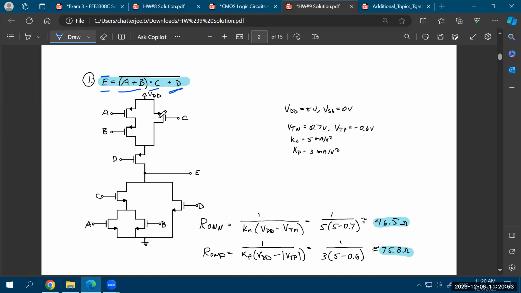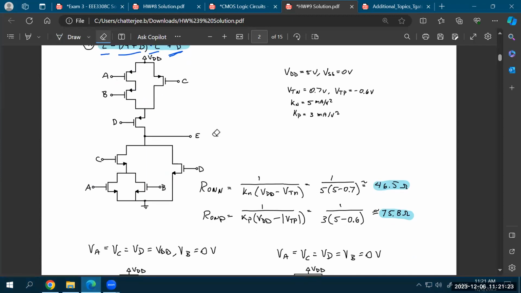The pull-up network will just be a dual of the pull-down network. In that case, A or B, which were in parallel, will now go in series. C was in series with that structure, so now C will be in parallel with A ANDed with B, the series combination of A and B. And then D will be a separate series combination, because here D was a separate parallel combination. So it's just a dual of what you drew in the pull-down network.